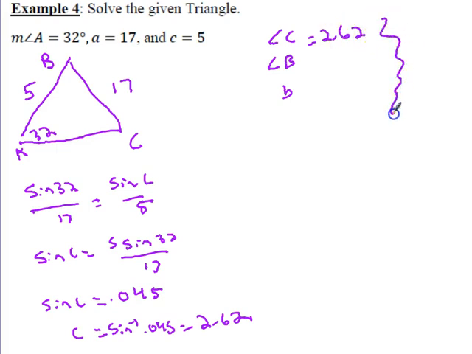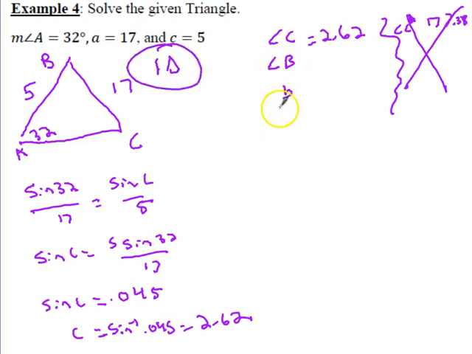And now we've got to check to see if there's a second triangle. So we're going to call this angle C star. We're going to do the supplement of that, so 180 minus 2.62, which would be 177.38. Plus the 32 would already be bigger than 180 degrees. So in this case, we're only going to have one triangle to deal with.